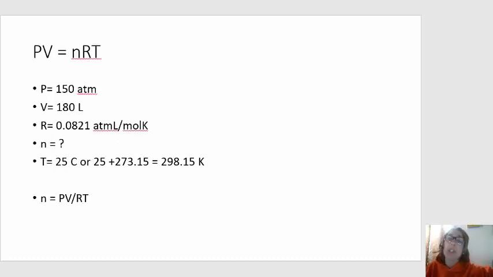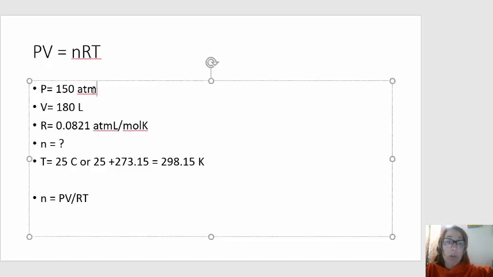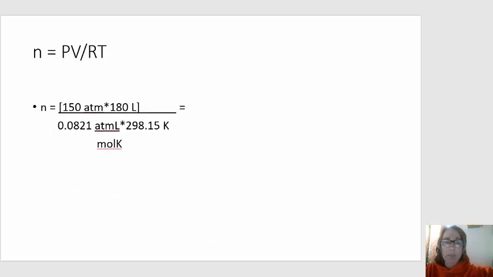Whenever we're going to plug into a formula, we want to clearly identify all of our variables. So our pressure is 150 atm, volume 180 liters, and R, since I'm given pressure in atm, I'm going to use 0.0821 atm liters per mole K, and then we're solving for n. Then for our temperature, we have to convert from Celsius to Kelvin by adding 273.15 to the degrees Celsius, so we get 298.15 Kelvin. And then to solve for n, we divide pressure times volume by RT.